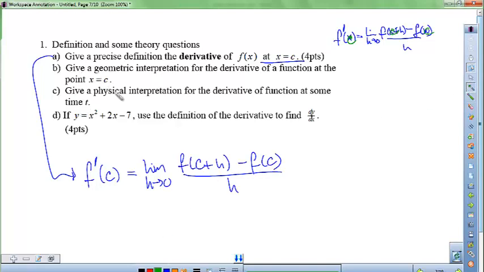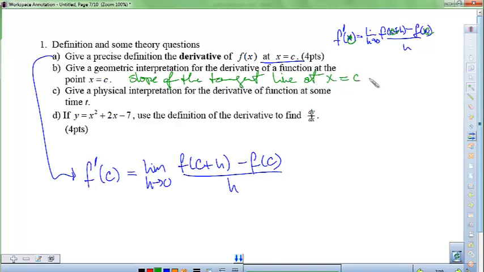Now the next two problems, the geometric interpretation. Let's just say that the derivative is the same thing as having the slope of the tangent line at the point x equals c. Actually the point is c comma f of c, but saying x equals c implies that this is your point. Physical interpretation for the derivative at some time t, this is the same thing as the velocity. Velocity of the particle.